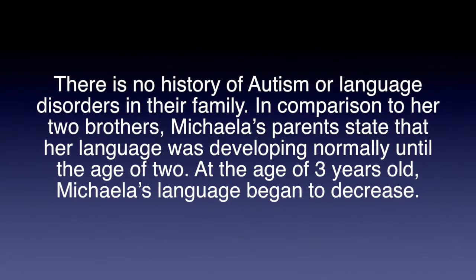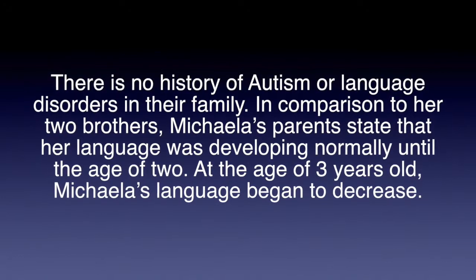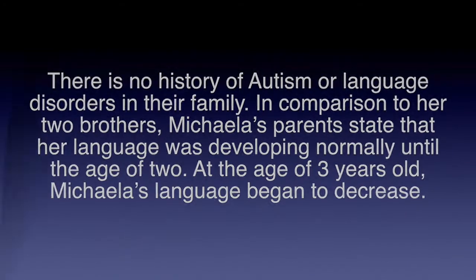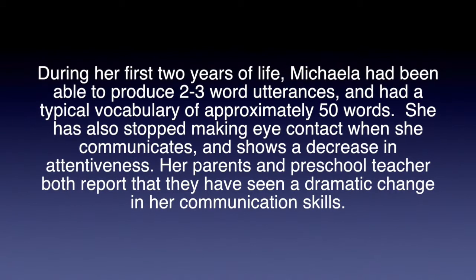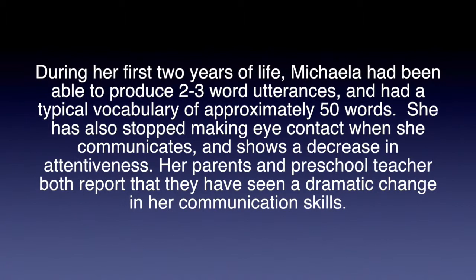In comparison to her 2 brothers, Michaela's parents say that her language was developing normally until the age of 2. At the age of 3 years old, Michaela's language began to decrease. During her first 2 years of life, Michaela had been able to produce 2 to 3 word utterances and had a typical vocabulary of approximately 50 words.